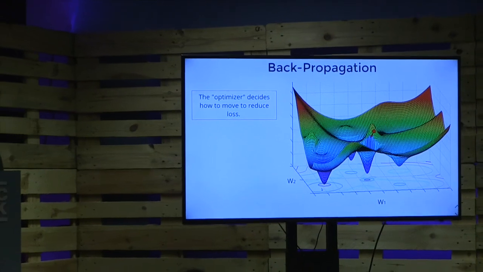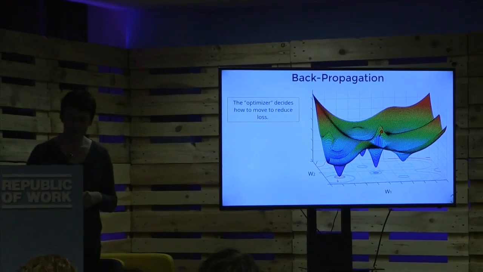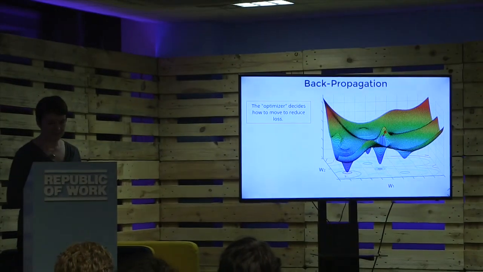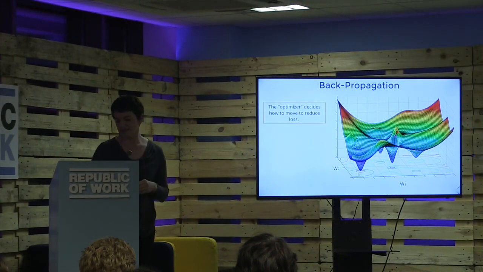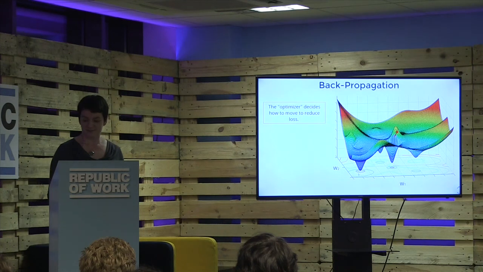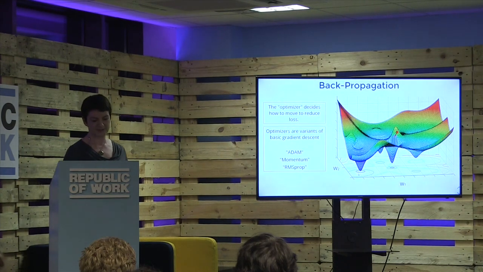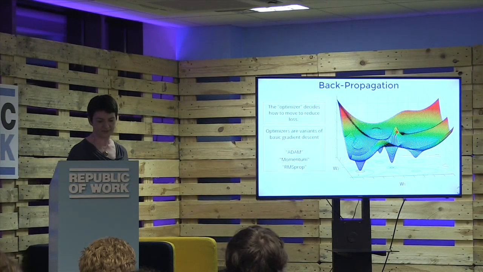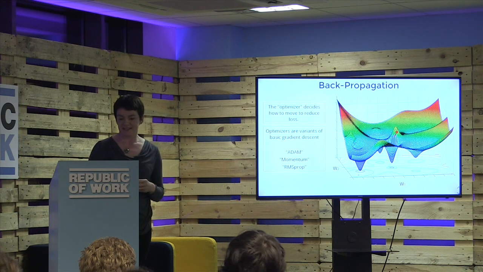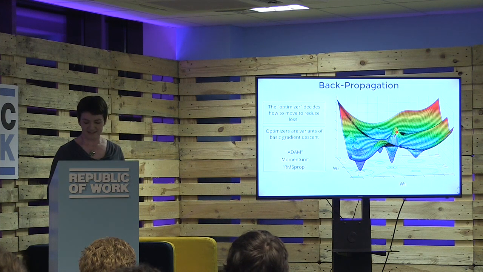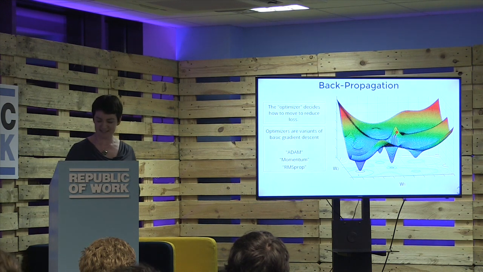Okay, so in TensorFlow and most other packages, we call the optimizer the thing that decides how we should move to reduce loss. Gradient descent is the most basic type of optimizer, and there are lots of other kinds that people have developed, and these are some of the names: Adam, Momentum, or RMSProp. They're all based on gradient descent, but with some extra smart bits added on to make your descent a little bit more efficient.